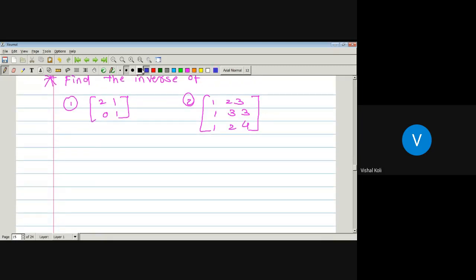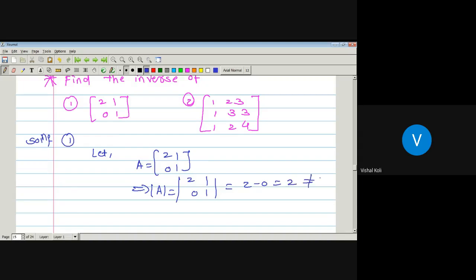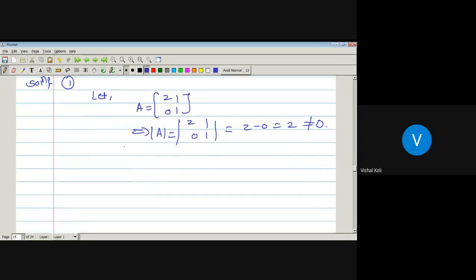Now the solution becomes, first one: let capital A be a matrix having entries 2 1 0 1, which implies determinant of A is equal to 2 into 1 minus 1 into 0, which is equal to 2, and which is not equal to 0. If determinant is not equal to 0, then the matrix is non-singular, and we say that A is an invertible matrix. If it is invertible, then we have to find its inverse, and A inverse will be equal to 1 upon determinant of A into adjoint of A.